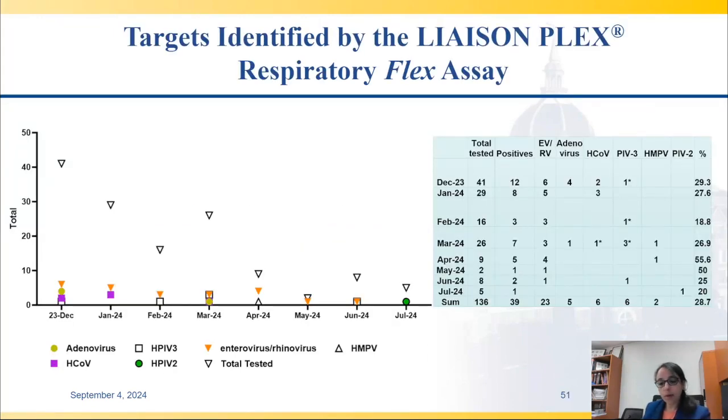And in each month, so this is the distribution of those positives per month. It was quite consistent in each month, regardless of how many specimens we tested, we identified positive targets. And consistent again with Kaisha's data, enteroviruses were the most commonly encountered, and again, this is also consistent with their high positivity rate. But they were also followed by human coronaviruses, human parainfluenza virus type 3, and adenovirus.